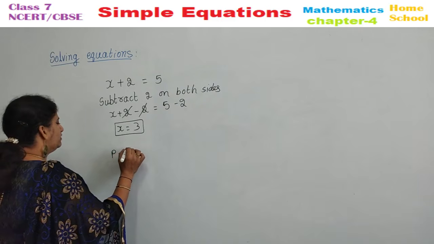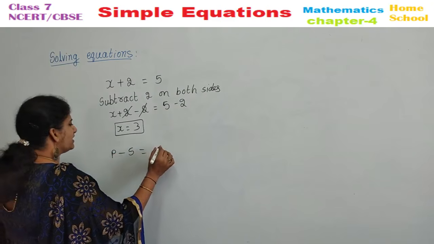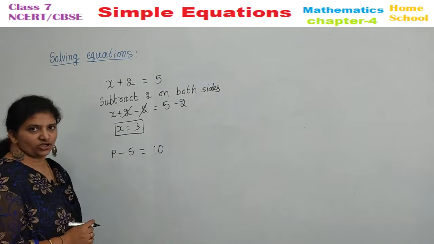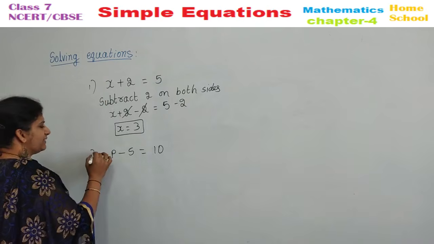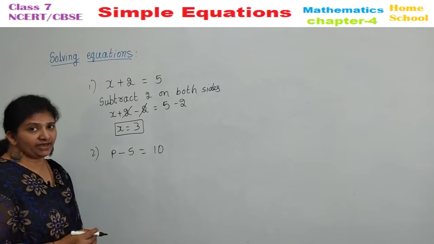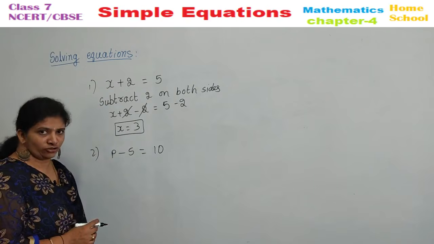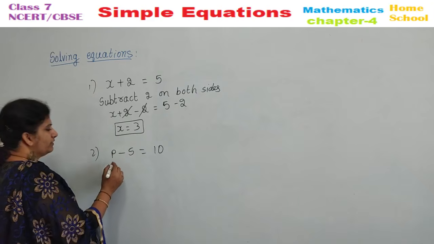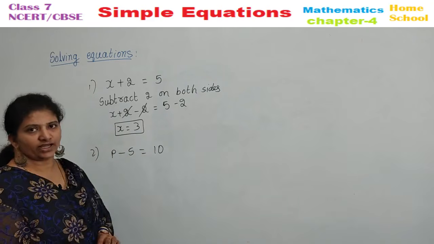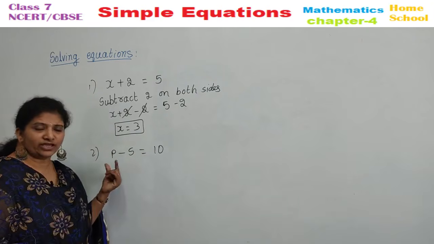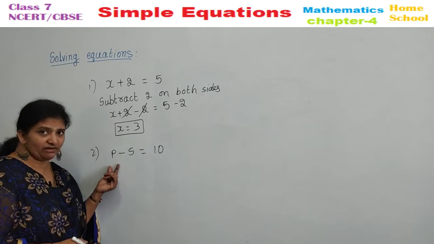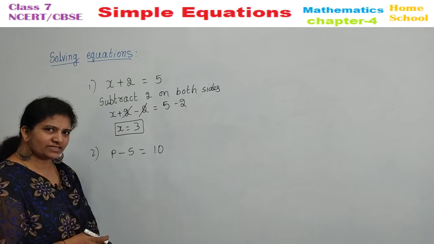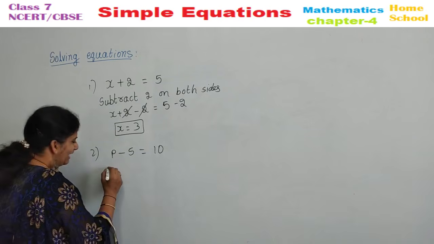p minus 5 is equal to 10. This is the first example, this is the second example. All varieties of examples we are going to solve: addition, subtraction, multiplication and division. p minus 5 is equal to 10. First, observe the value near the variable, children. p is the variable, right? Minus 5 you have. Minus 5, opposite, what is that? Plus 5, right?